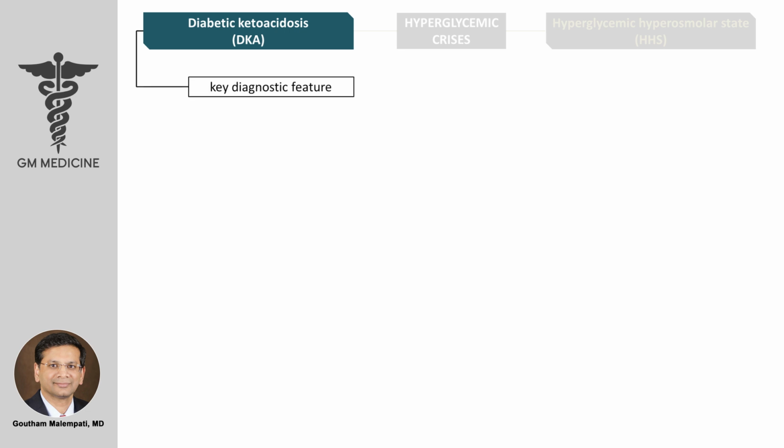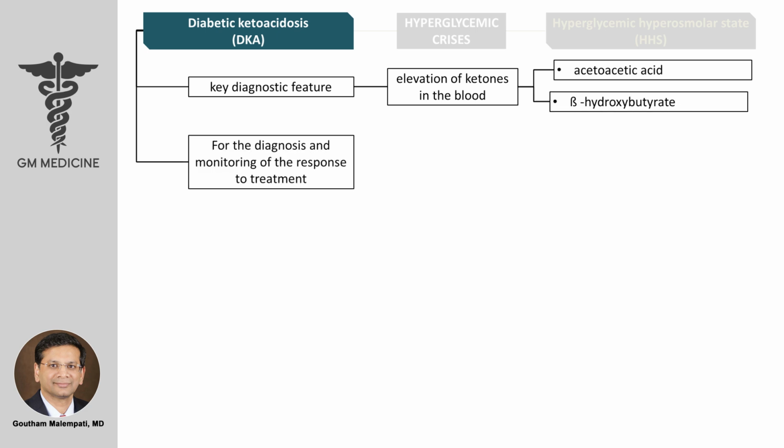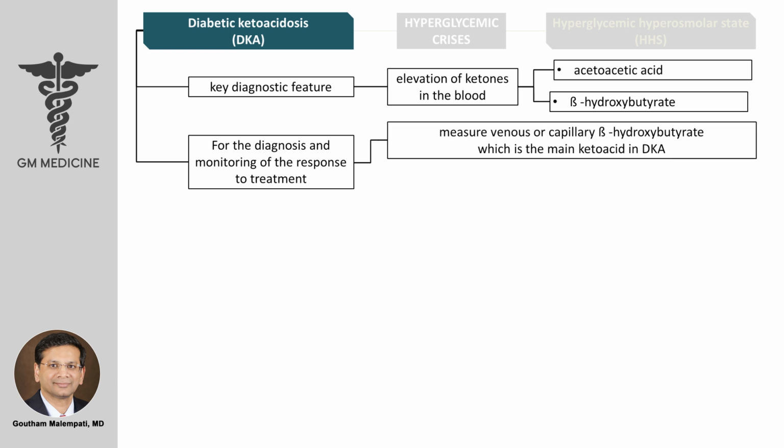A key diagnostic feature in diabetic ketoacidosis is elevation of ketones in the blood. Ketones such as acetoacetic acid and beta-hydroxybutyrate are elevated. For the diagnosis and monitoring of the response to treatment, the recommendation is to measure venous or capillary beta-hydroxybutyrate, which is the main keto acid in DKA.